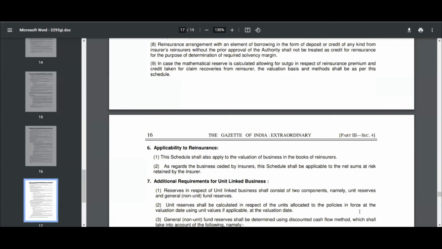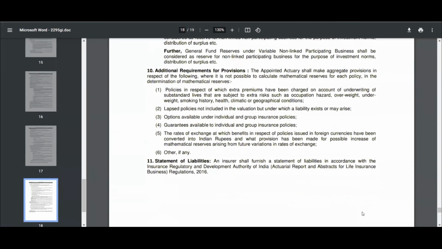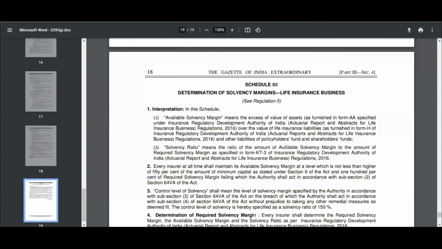There are a lot of points that we've discussed today, and you can see that it is a culmination of all the other points. Along with that, maybe we can also finish the solvency margin section, which we have already covered. The solvency margin section is determined by the form KT3 of the IRDA Actuarial Report and Abstract Regulation 2016, which covers the solvency margin regulation.